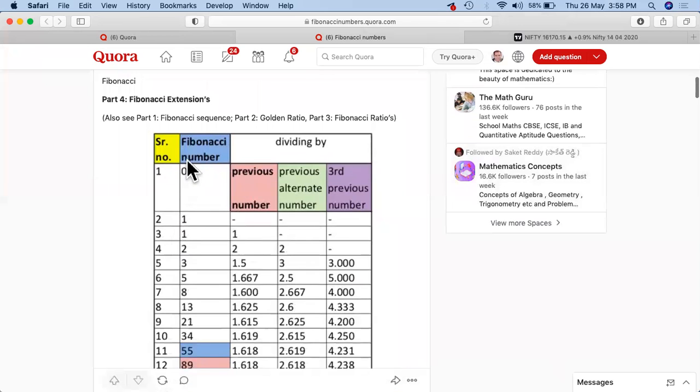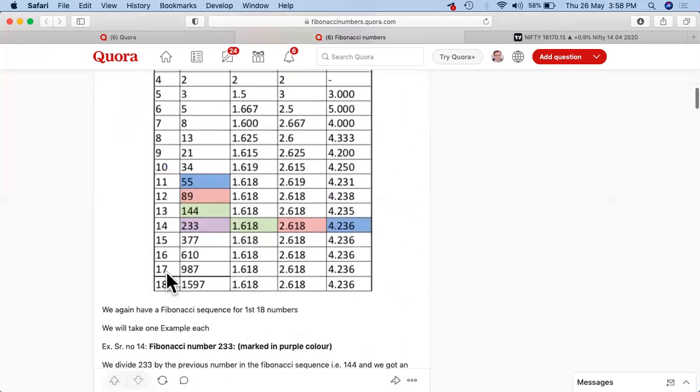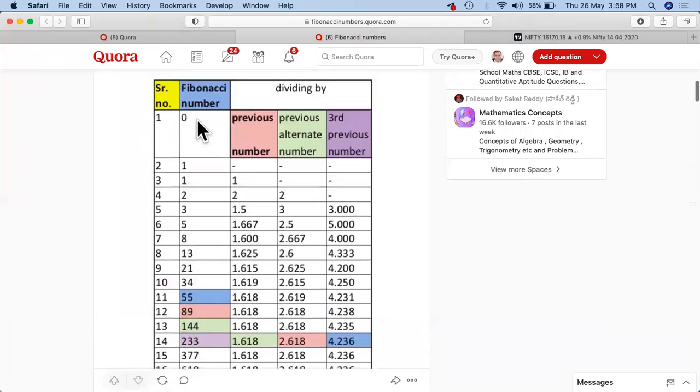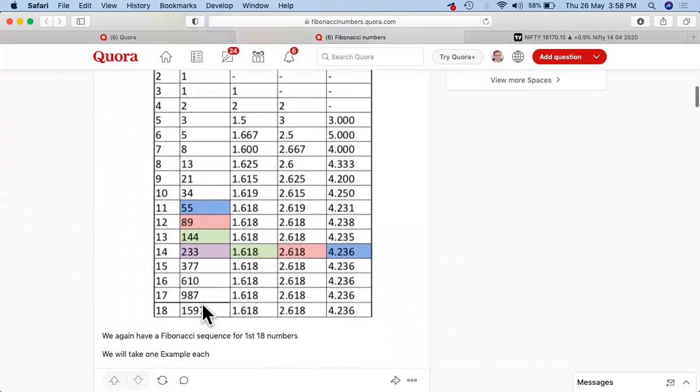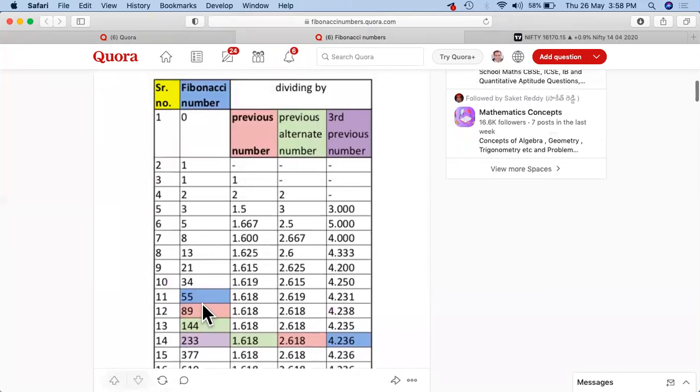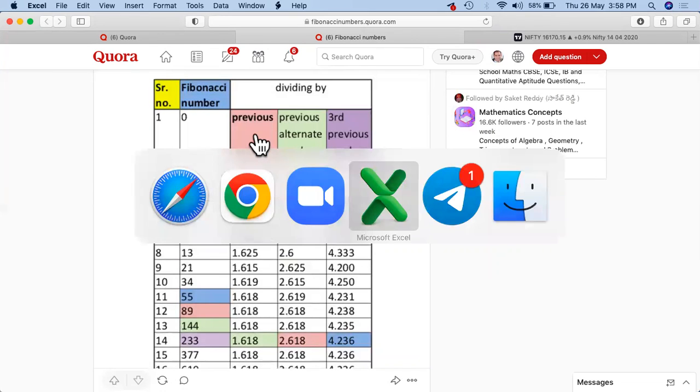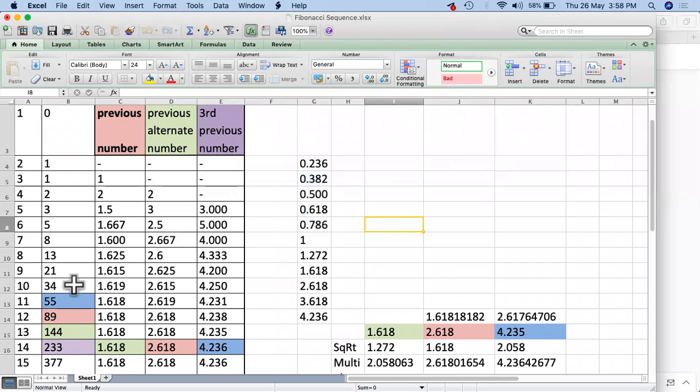Again, we do the same table, serial number 1 to 18. When we get the first 18 Fibonacci numbers, we then go for the Fibonacci extensions. Now, how to draw Fibonacci extensions? This is just a similar way, only there are certain changes. We were going for the next number for division purpose. Here we'll go for the previous number. Let's go to the Excel sheet so that it becomes easier for us to understand.